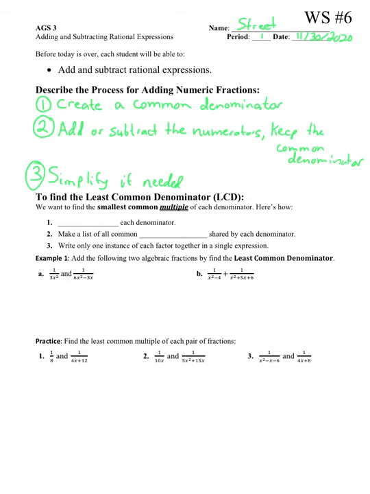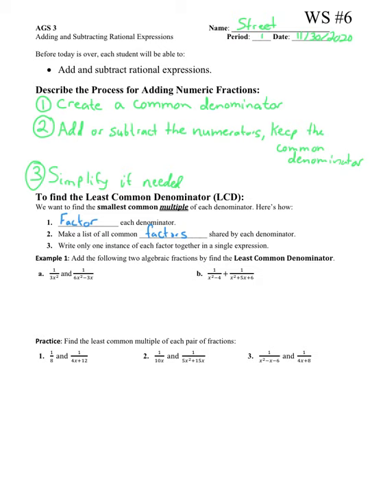So what we do to find the least common denominator, which, like I said, we didn't do on the warm-up, is we're going to factor each denominator. I'll show you how to do this with rational expressions. And then we're going to make a list of all the common factors shared by each denominator. And then we're only going to write one instance of each factor together in a single expression. So I'll explain what that looks like here.